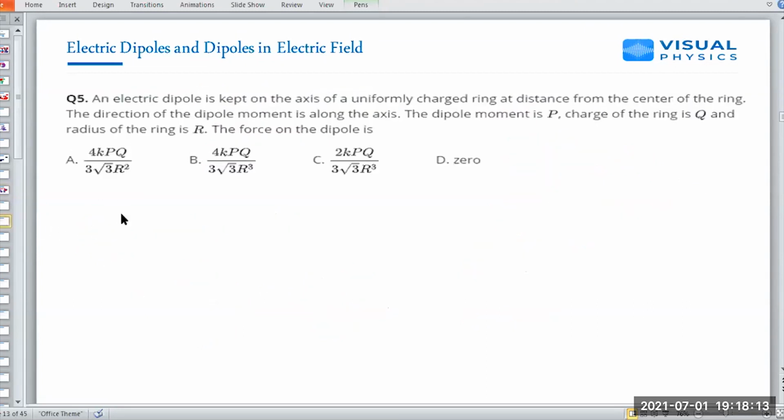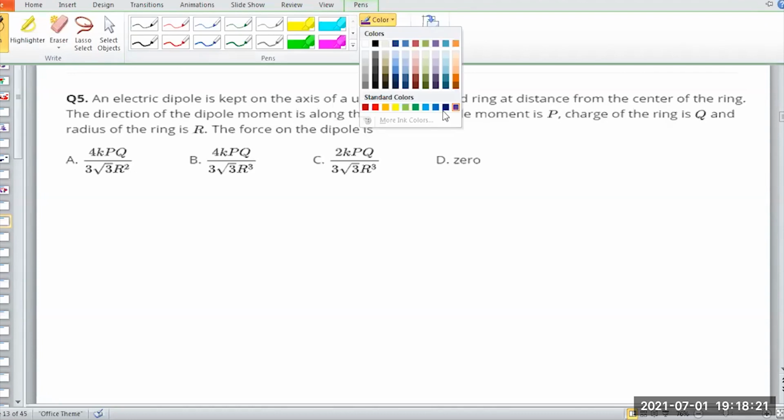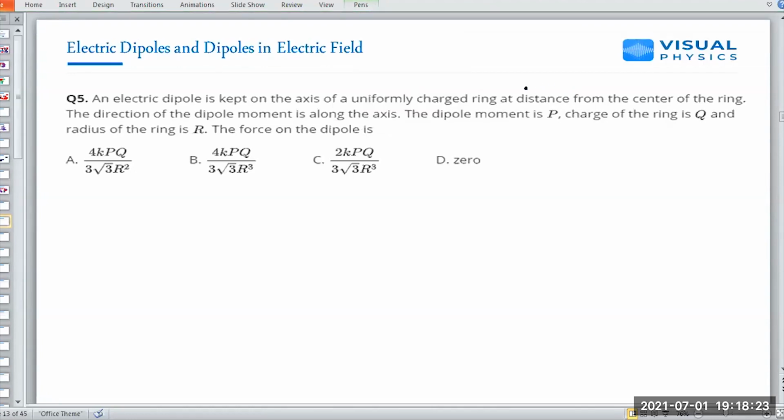An electric dipole is kept on the axis of a uniformly charged ring at a distance, but the distance is not given. Sufficient data is not given. Let me take this distance as root 2. So this was not given in the question. I'm sorry for that. But now I'm giving the distance as root 2r from the center of the ring.